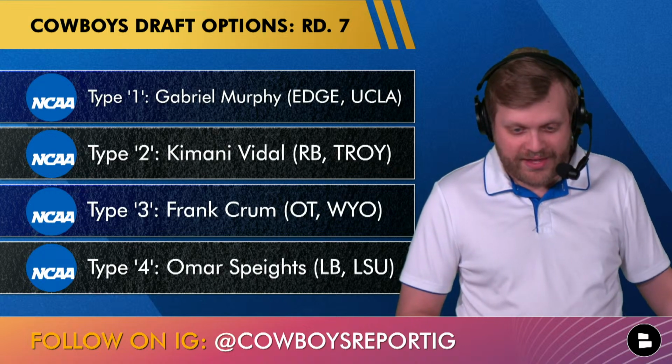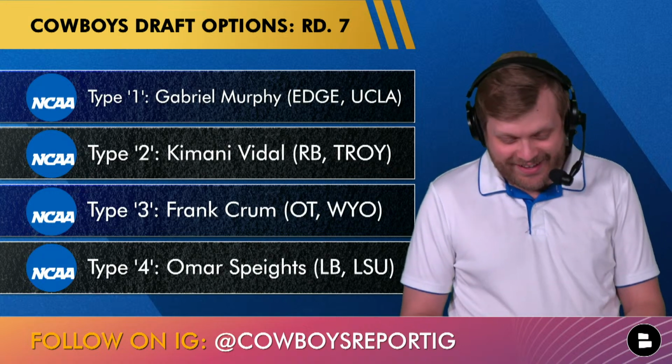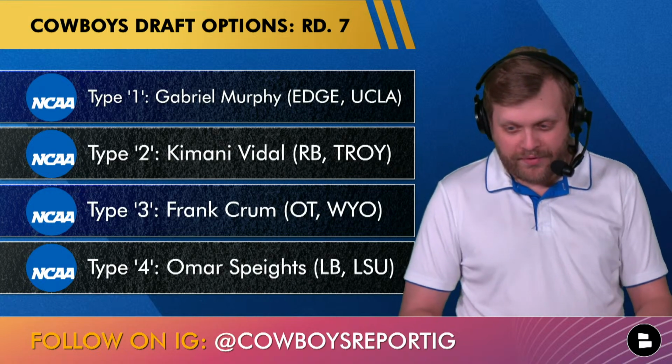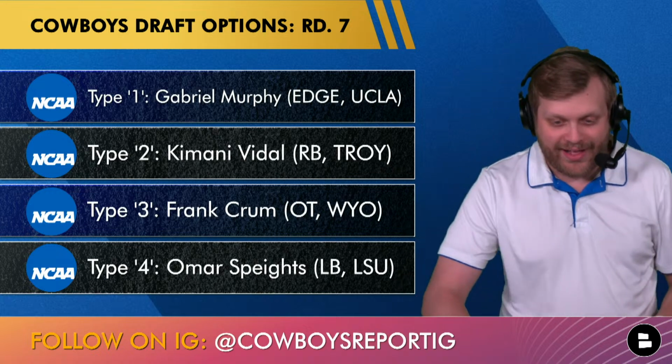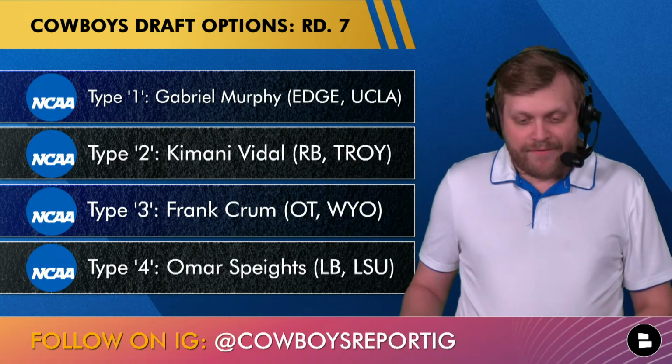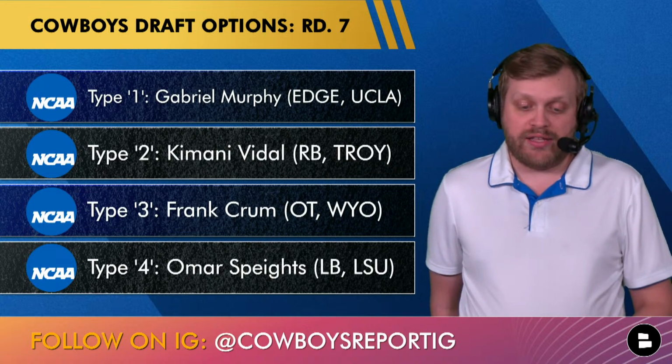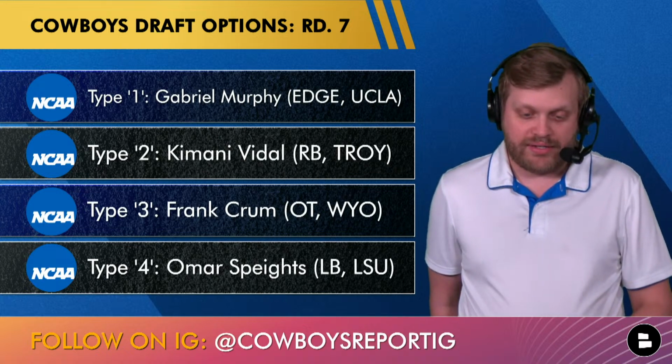Did Frank Crum get to us? Yes, he did. Frank Crum is also on the board, and you look up Wyoming offensive tackle, that's what he looks like. We have a receiver. Thought about Bub Means here. I think they could take Rasheen Ali at this point, but we'll see.